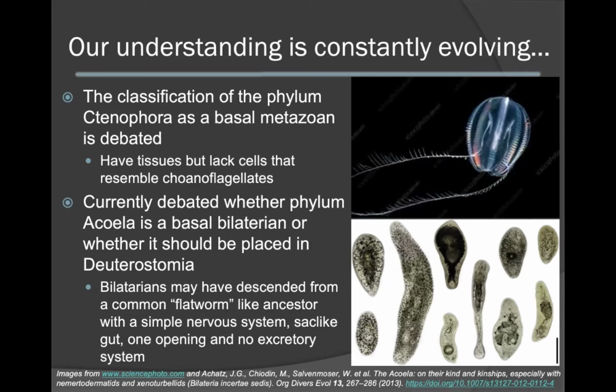It was originally believed that bilaterians have descended from a common flatworm-like ancestor like the acoelomates. This ancestor would have had a simple nervous system, sac-like gut, one opening, and no excretory system, once again similar to the acoelomates. Thus, as our understanding of these organisms evolves, and the understanding of their relationships between the two, and the ability for us to discover these organisms as well as perform molecular analysis on them, we are constantly resolving and reevaluating the phylogenetic relationships that exist.